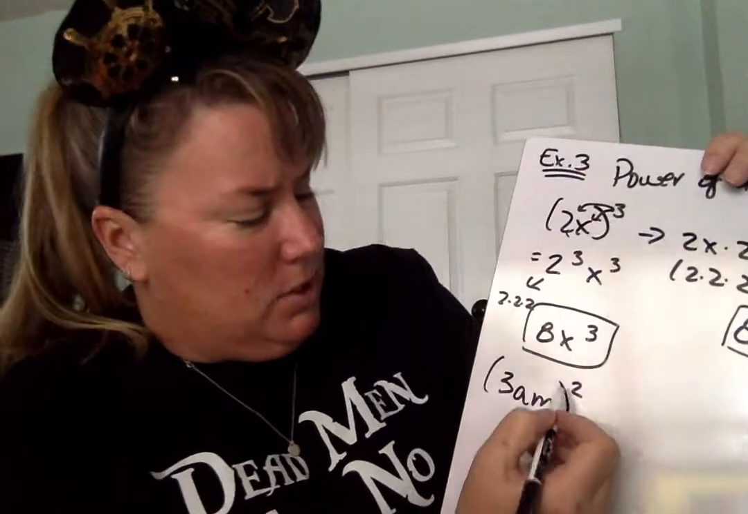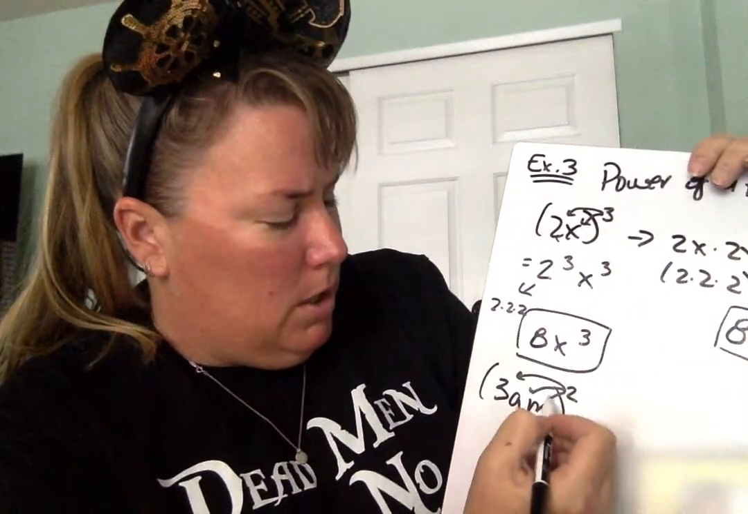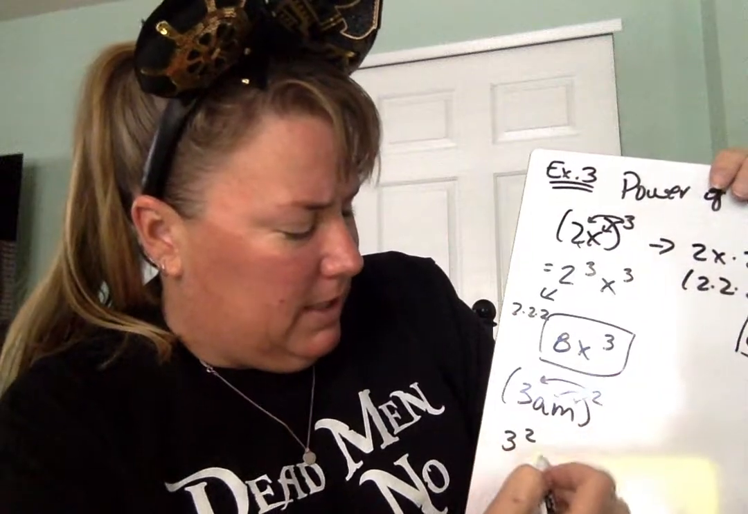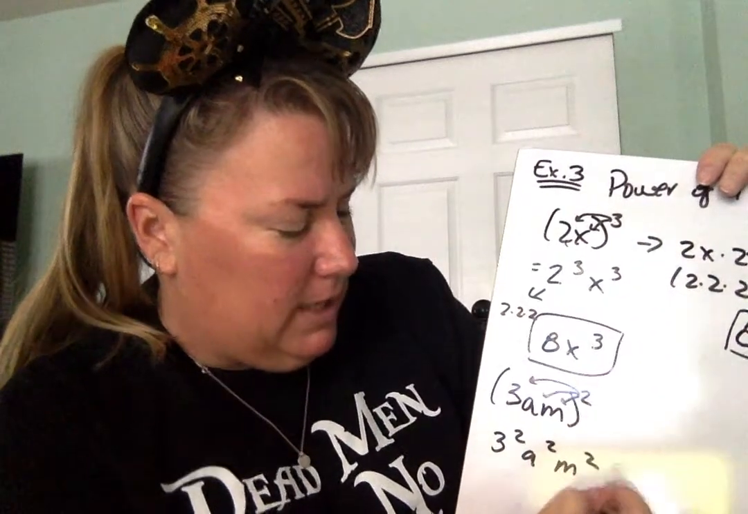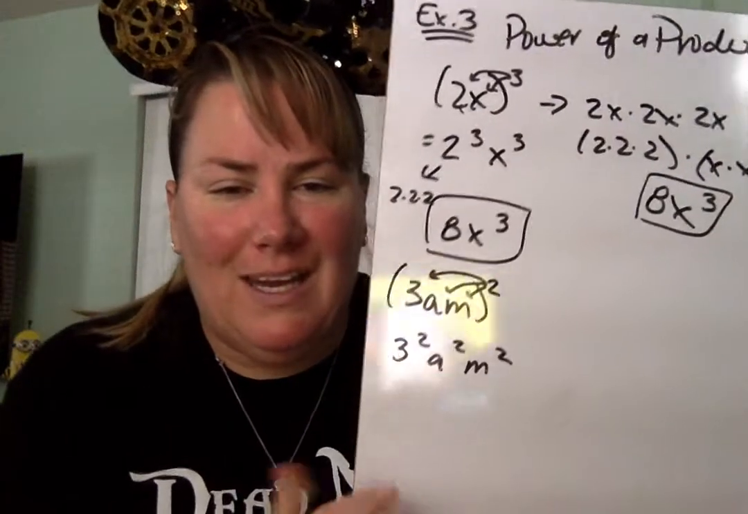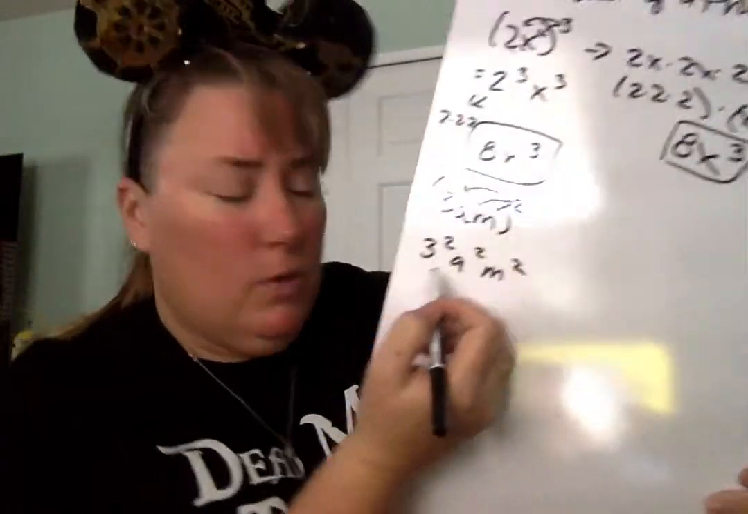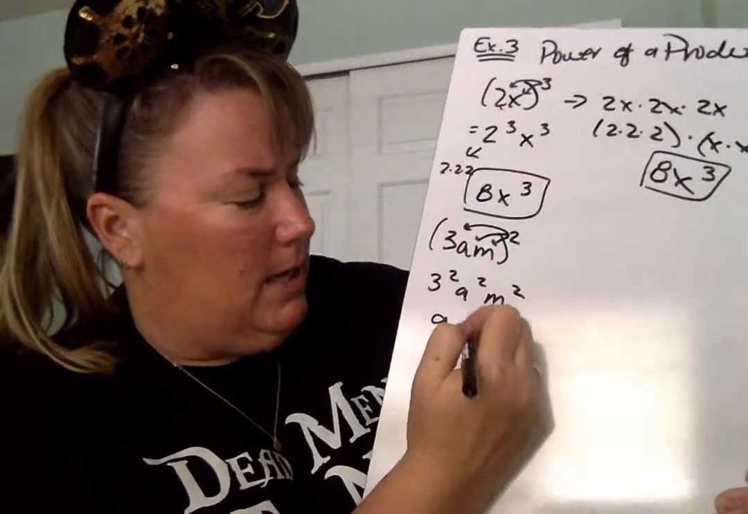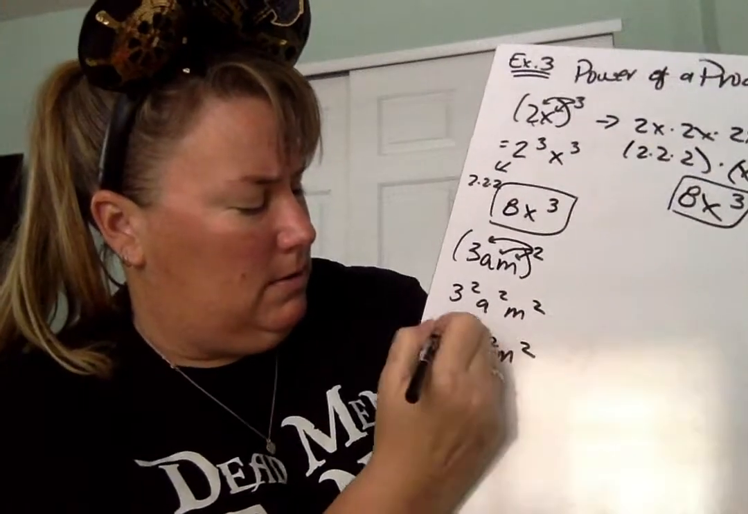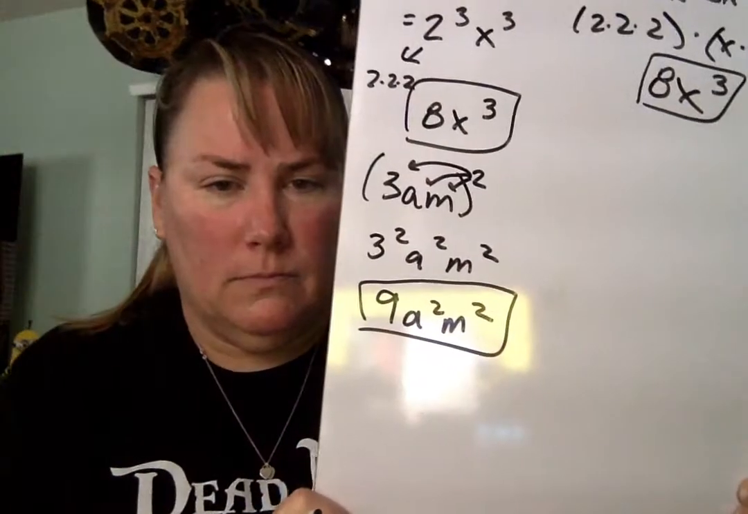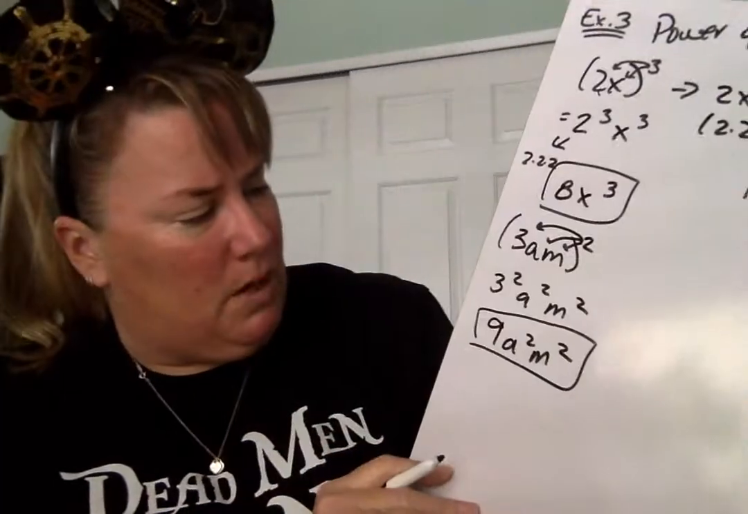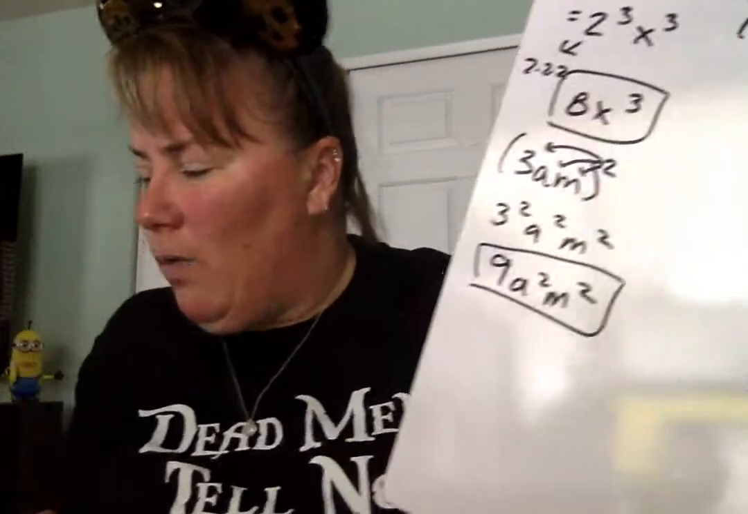Here we go. So each little part gets this power. So we have 3 to the 2nd, a to the 2nd, m to the 2nd. Can you do anything more here? Yes. 3 to the 2nd, which is 9, a to the 2nd, m to the 2nd. Can't do anything more with that. You're done. All right, one last problem.